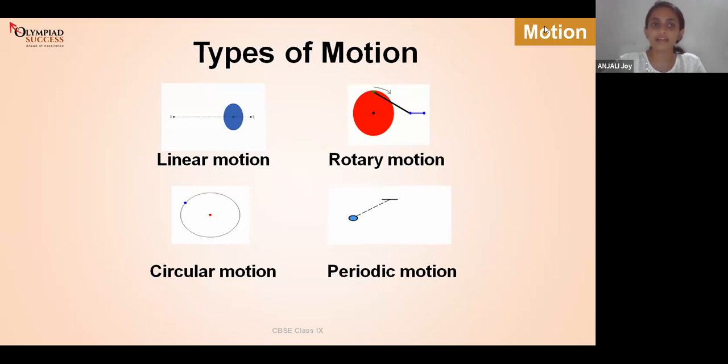Okay. Is it clear up to here? Types of motion: linear, rotary, circular, and periodic motion. So linear motion, when the motion is in a straight line. Rotary motion, when it rotates. Circular, when it moves in a circular path, and periodic when it repeats after a regular interval of time. Like your school bell, it rings after a certain interval like 30 to 35 minutes or after 40 minutes. So that is also a periodic motion. Is it clear up to here? Types of motion?